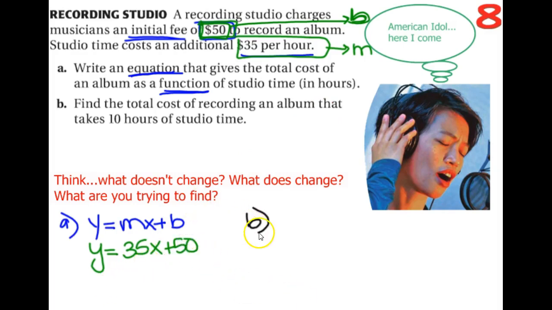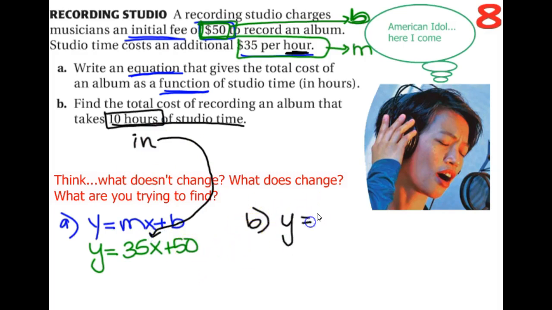Next, part B, it says find the total cost of recording an album that takes 10 hours of studio time. So our hours, we are being charged $35 per hour. So that we are plugging into our equation. That's our independent variable. We're choosing to spend 10 hours of our time. So we're plugging that in for x. So we would have y equals 35 times 10 and then plus 50 to figure out y, which is going to be our total cost.